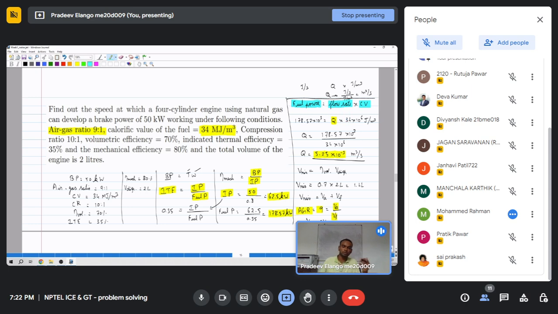Fuel power is the power of the fuel given to the engine. There will be some flow rate of the fuel, say 5.25 liters per second, and every meter cube of the fuel will have some energy, that is 34 megajoule.